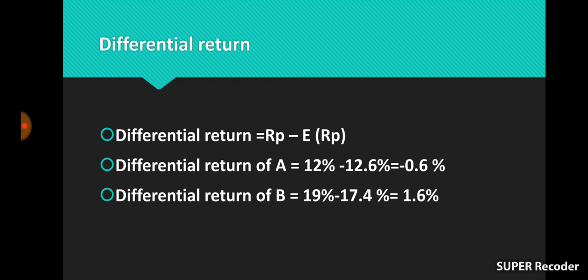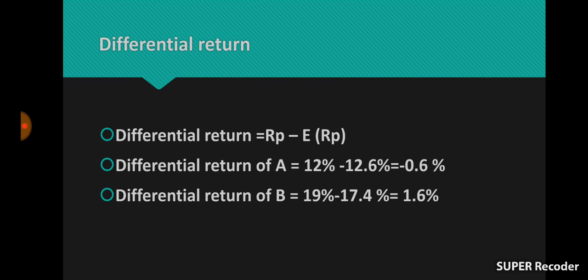Now we can calculate differential returns by applying the equation: actual return of portfolio minus expected return of the portfolio. Differential return of portfolio A is equal to 12% minus 12.6%, that's equal to minus 0.6%. And differential return of Z is equal to 19% minus 17.4%, that's equal to 1.6%.